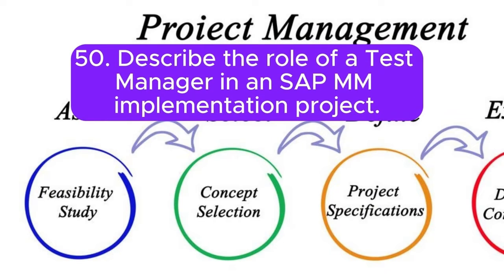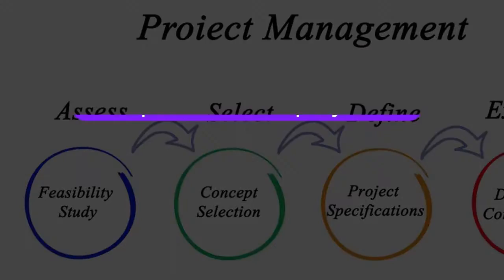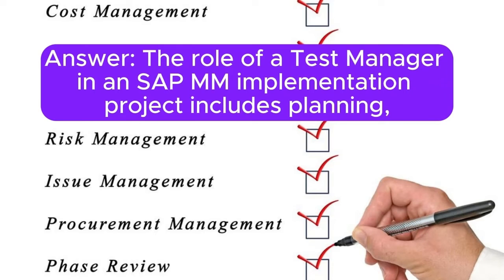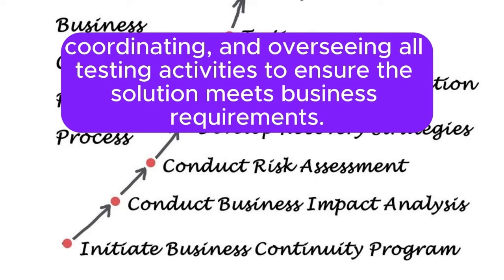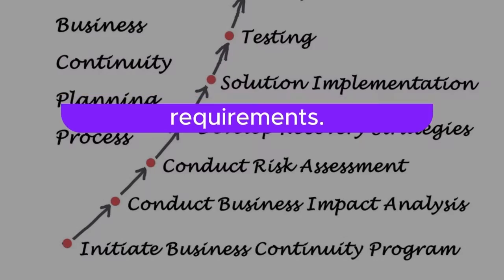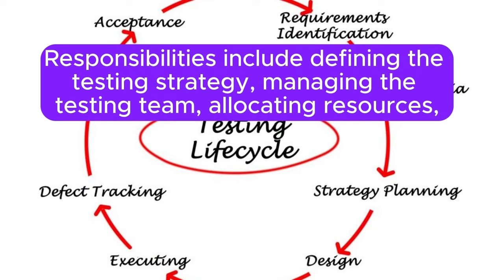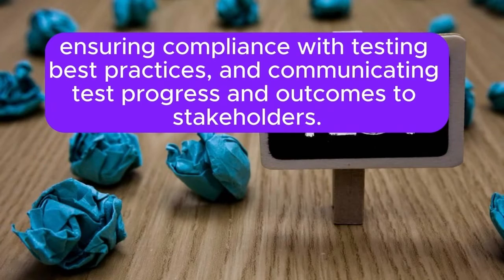50. Describe the role of a test manager in an SAP MM implementation project. Answer. The role of a test manager in an SAP MM implementation project includes planning, coordinating, and overseeing all testing activities to ensure the solution meets business requirements. Responsibilities include defining the testing strategy, managing the testing team, allocating resources, ensuring compliance with testing best practices, and communicating test progress and outcomes to stakeholders.